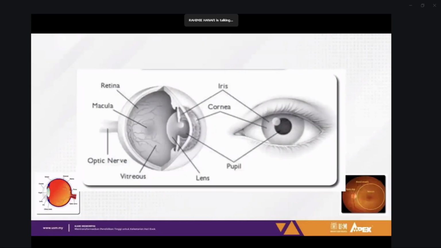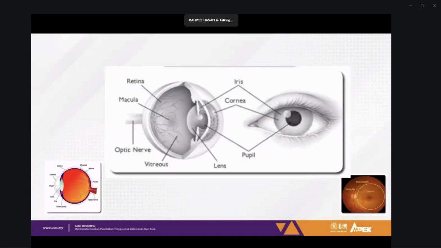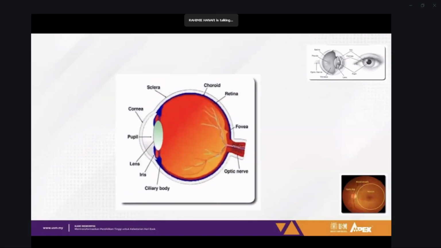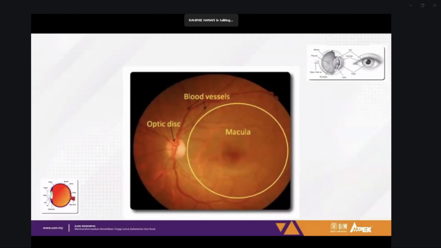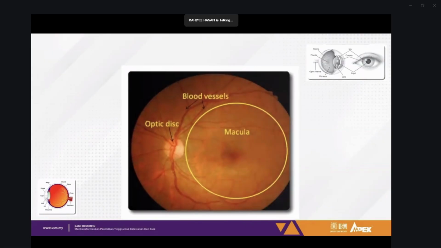In order to have a good visual outcome, patients must have clear media from the anterior segment, from the cornea until the retina layer. So this is the macula. The macula is an important structure that will be affected once there is distortion of the structure, and it is important for our central vision.